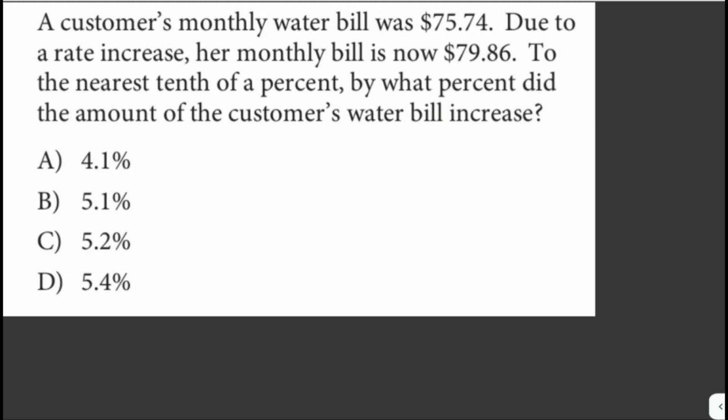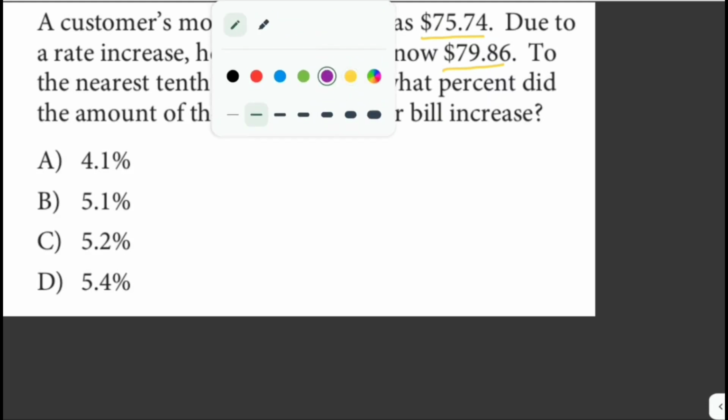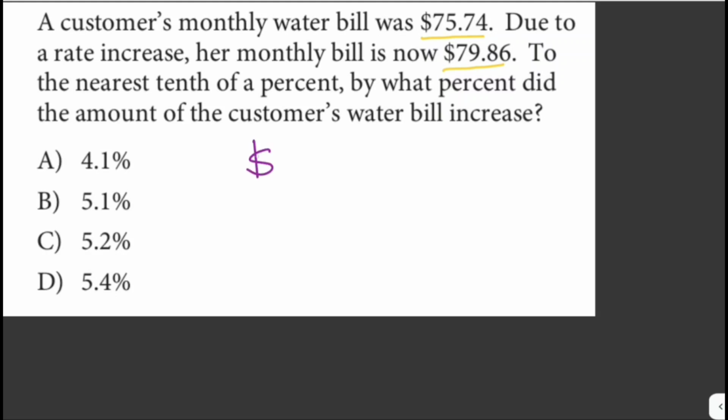Now, to solve for the percent increase of the customer's water bill here, we just have to subtract to get the absolute increase of the bill in dollars and then divide this by the original amount of the bill. So the original amount is $75.74, and now it has increased to $79.86. So we can just subtract 75 from 79.